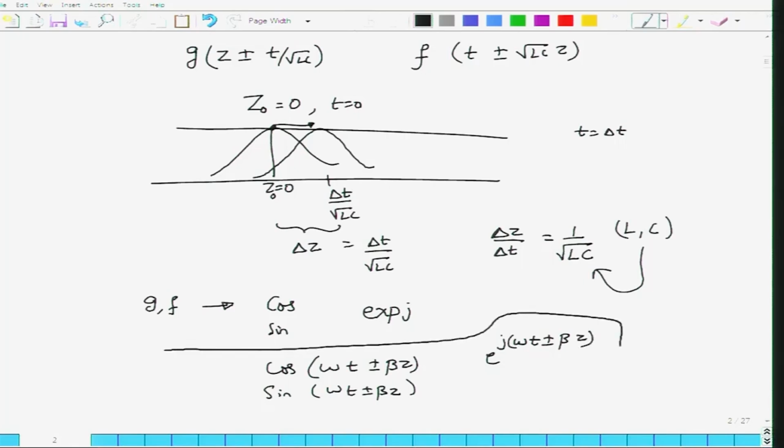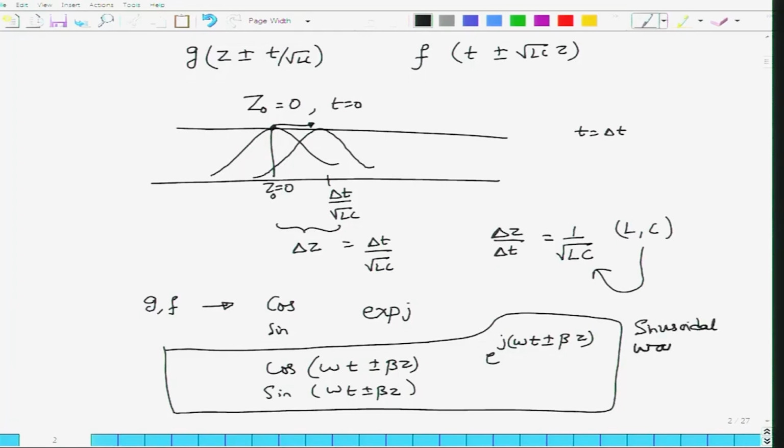This class of solutions in which the function g or f has a particular form of a trigonometric cosine, sine or a complex exponential are called sinusoidal waves. No doubt something that would be very familiar to you from your earlier wave theory classes. Again, you can see that the plus sign would represent a wave that is propagating along the minus z axis, and a minus sign would correspond to a wave that is moving along the plus z axis.